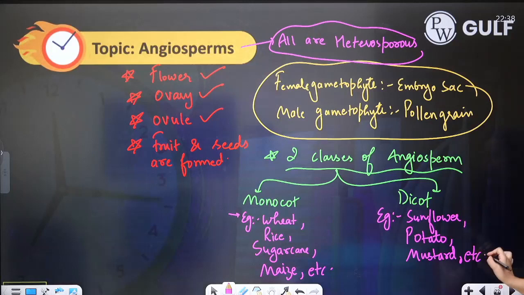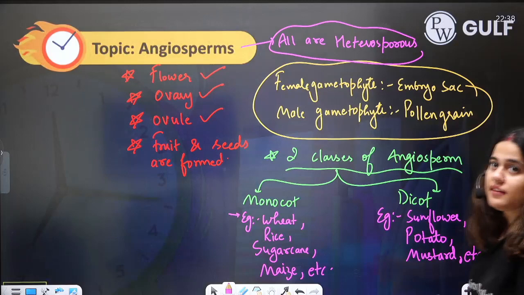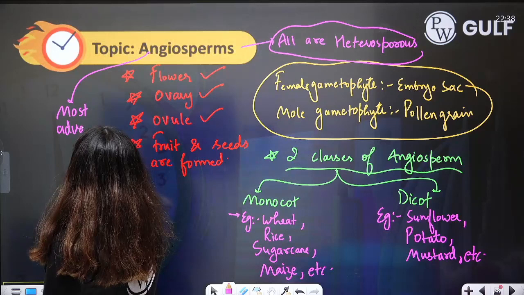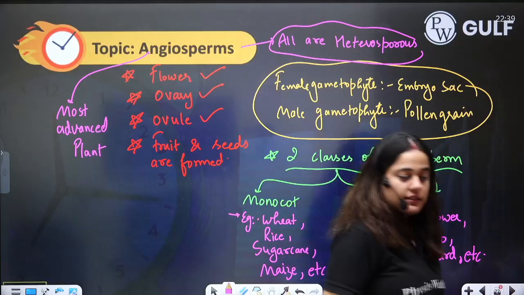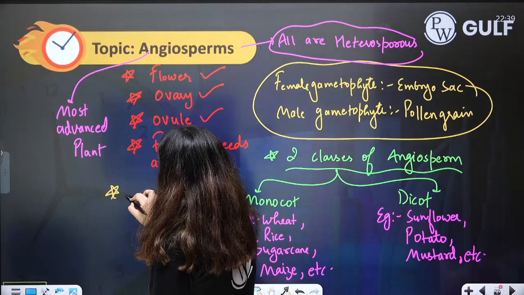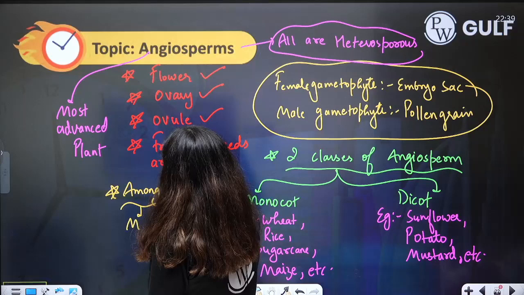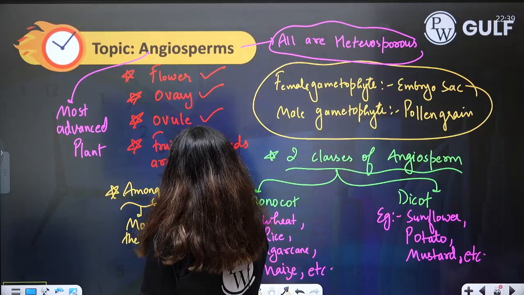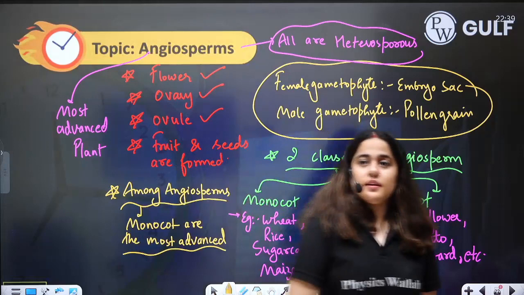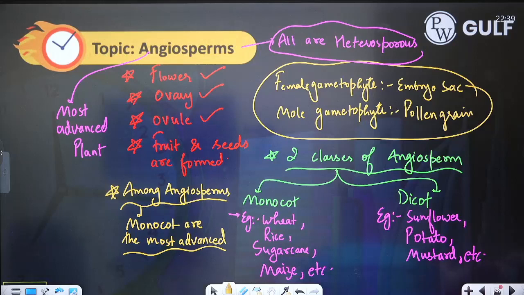So angiosperms are the most advanced plants. The lowest plant is algae and the most advanced plant is angiosperm. And among angiosperms, monocots are more advanced. Remember? Among angiosperms, monocots are the most advanced plant. So this is a brief about angiosperms. I hope this is clear to all of you.